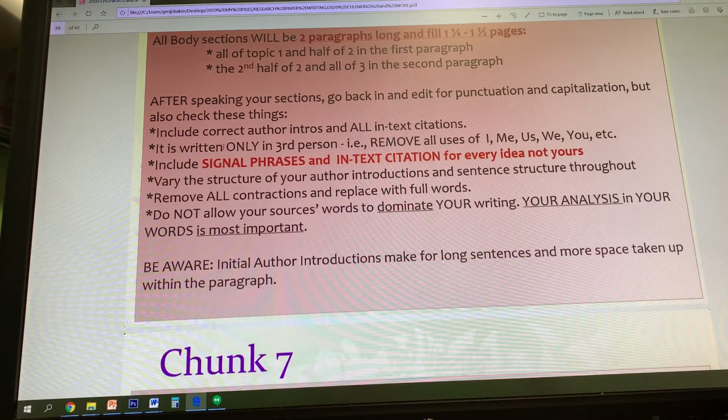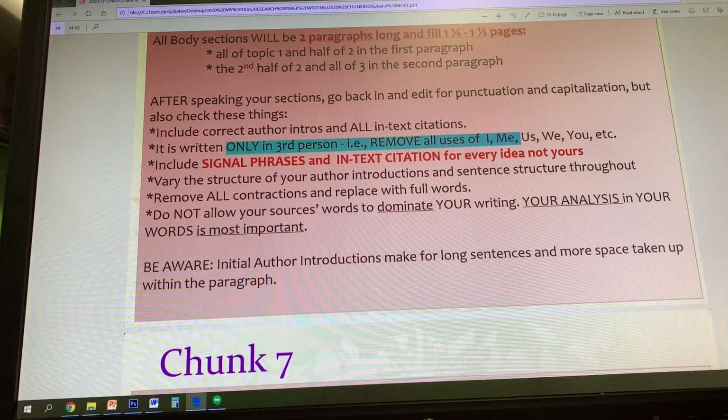You're going to go back in. You're going to make sure you're only in third person. Okay, wait. Let me back up. The in-text citation, that's the one that's in parentheses. Okay, those ones that you wrote down on your introduction, that's where these go. Okay, we're going to go back to this one.